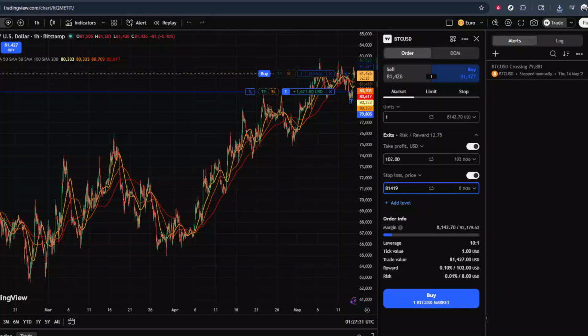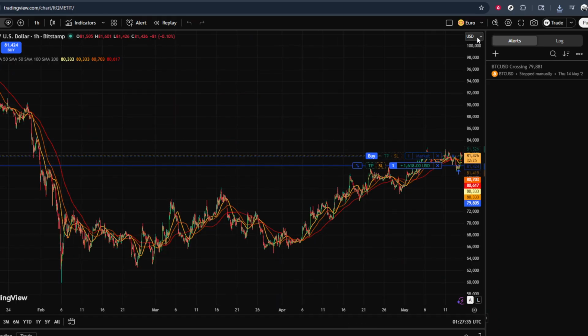In today's video, I'm going to teach you how to place stop loss and take profit orders in TradingView. This is essential if you want to manage your risk properly and lock in profits without watching the chart all day. First, make sure you're on your TradingView chart with the market you want to trade already open.